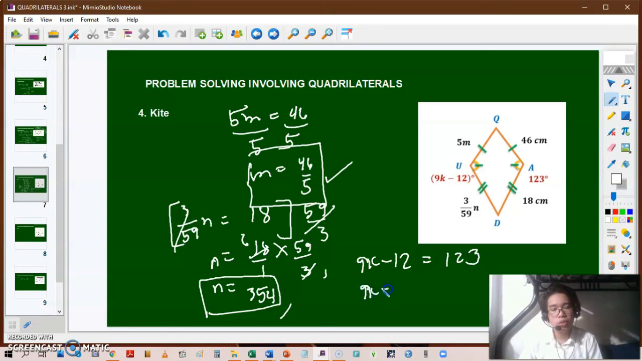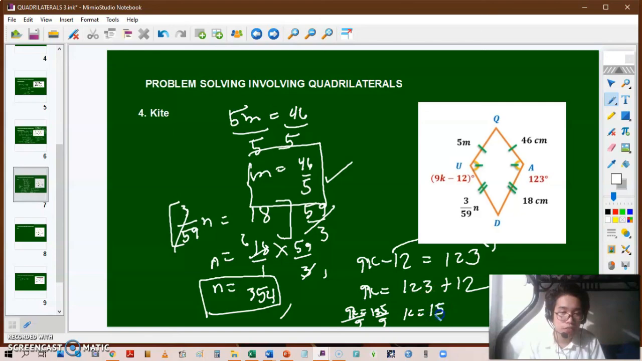The next step is to transpose this value to the other side. So 9k is equal to 123 plus 12. 123 plus 12 is going to be 135. So 9k is equal to 135, and if you divide that by 9, 135 over 9 is going to be 15. Yes, the value of k is 15.